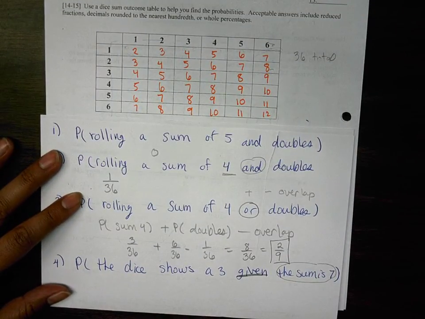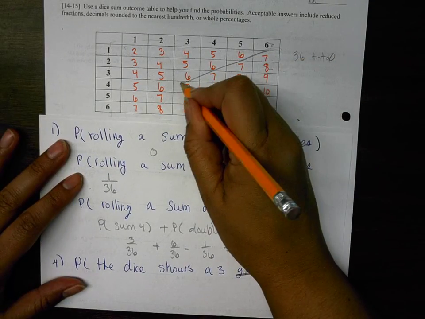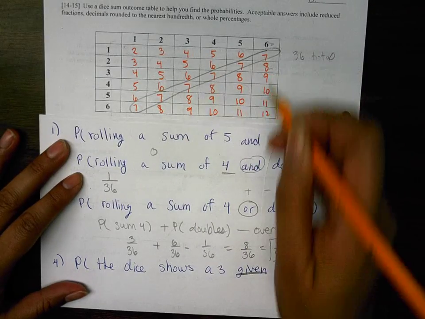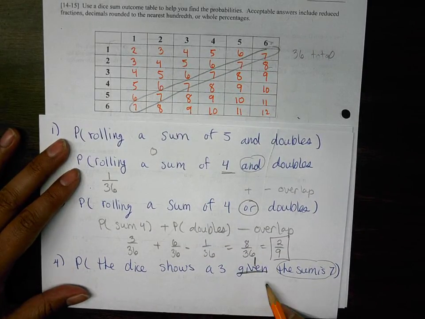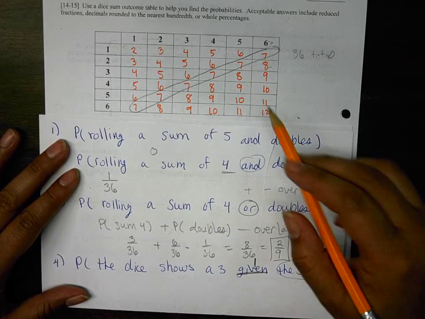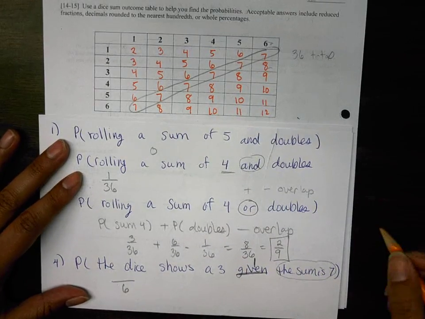All right, what's the word there? The sum is what? Wait, doesn't the line mean given? Yes. So they would put a line here like this. That means given, and it's still to the right of the line or to the right of the word given. So how many 7s do I have? 6. Of those 6 sevens, I'm no longer dealing with the total 36.